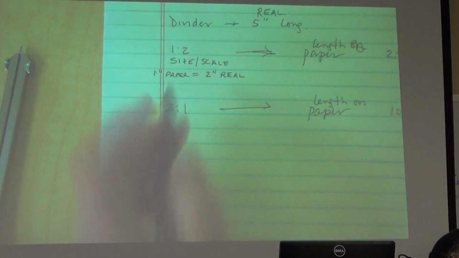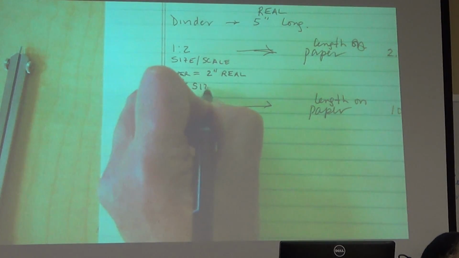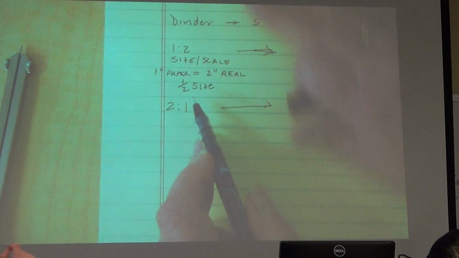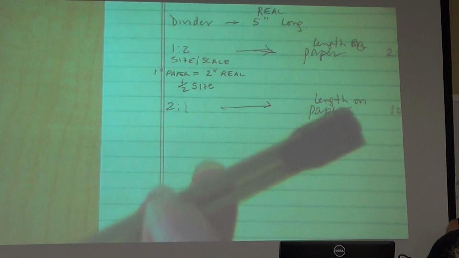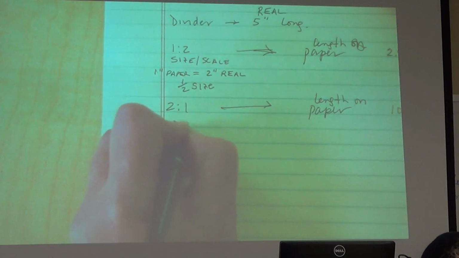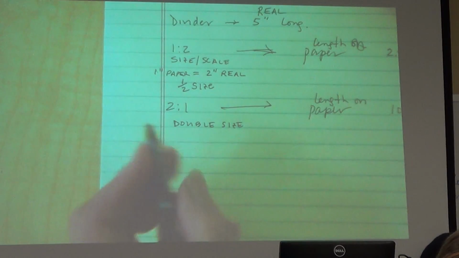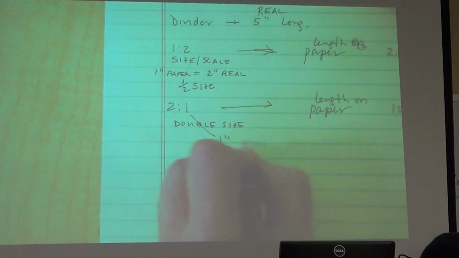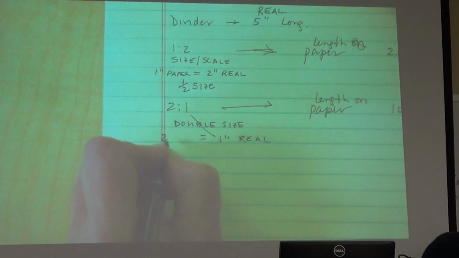Another way you could say this is, bring that 2 back down, it's half size. Again, it's an adjective. The drawing is half the size of the real divider. If this is called half size, what do you think this is called? Double size. Which is the same as 1 inch is real. For every 1 inch real, it equals 2 inches on paper.